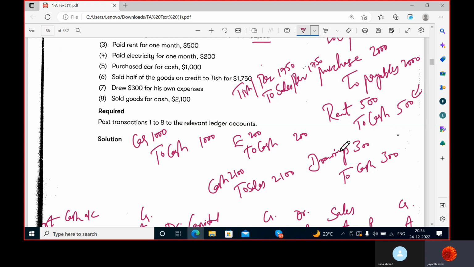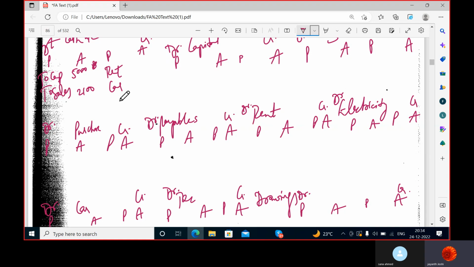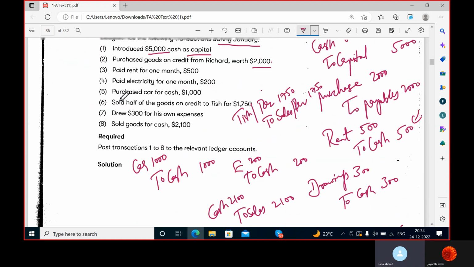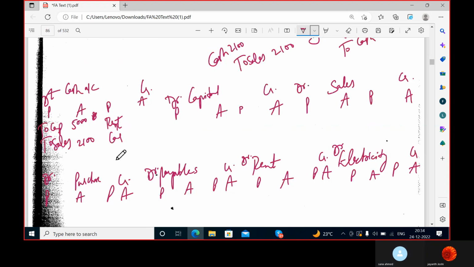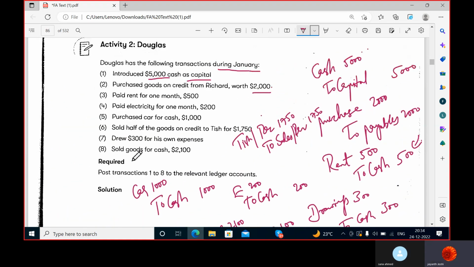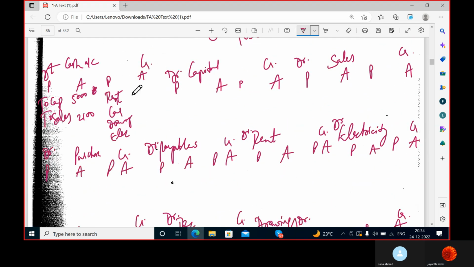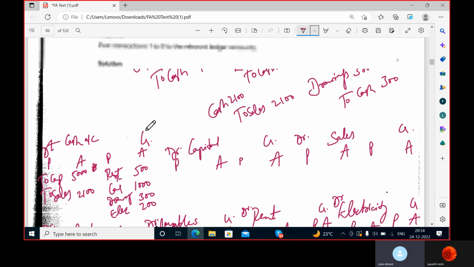So I will write rent, drawings, car in the credit. Rent, actually we should write buy, but no need. Rent, car, and drawings, and electricity. Yes, sir. We'll see the amounts there. Rent 500, drawings 300, car $1,000, electricity $200. Correct? Yes, sir.